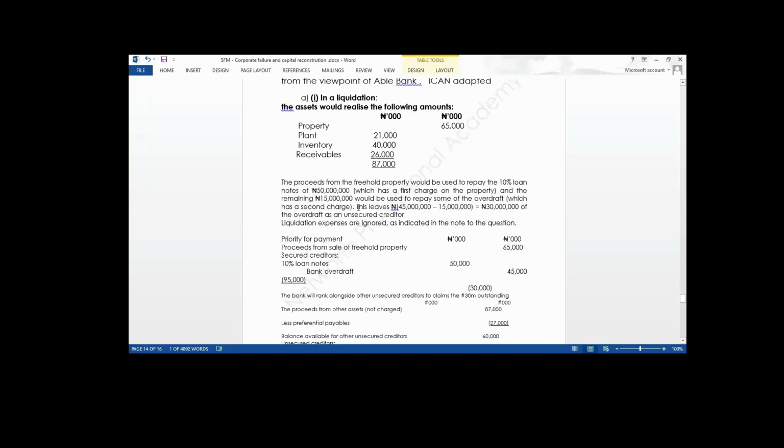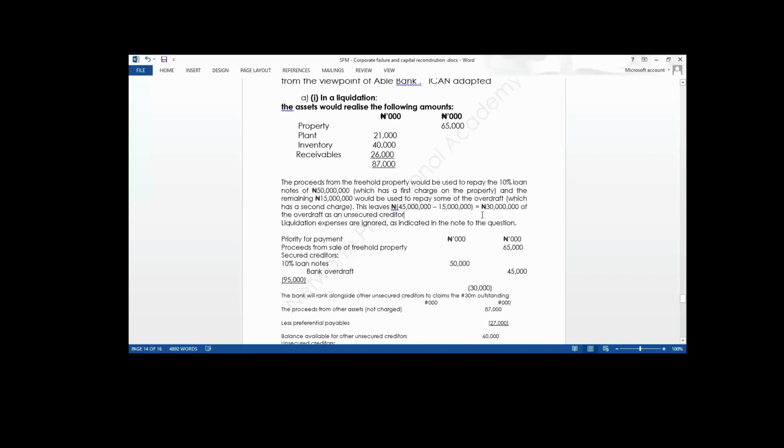The remaining 15 million will be used to repay some of the overdraft. Out of 45 million, we have repaid how much? 15 million. We are left with what? Out of 45 million overdraft, we repay bank 15 million. We are left with 30 million.